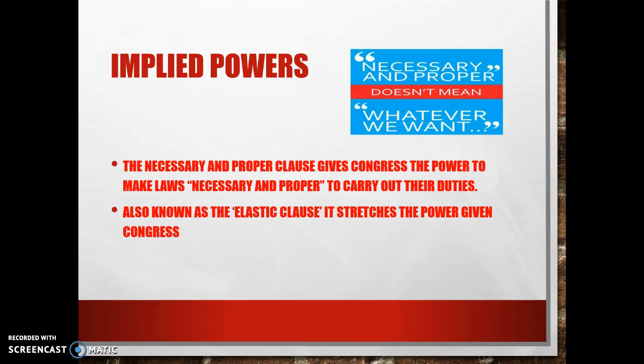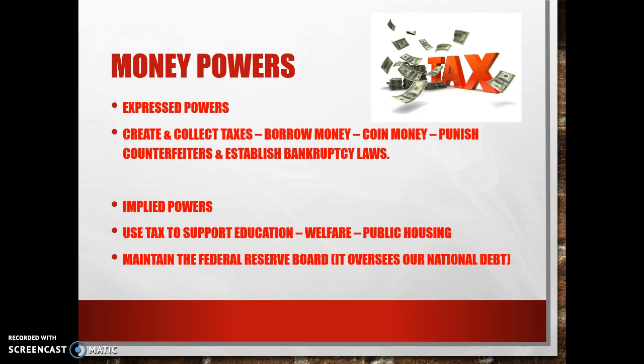They basically said, okay, here are all the powers of Congress, but we realize that over time, things might change. So we're going to put in this necessary and proper clause. And basically what it says is, if the nation needs something, it's necessary, and it's a good thing, it's proper, then Congress should have the power to enact it. Now, there's all kinds of different powers that are both implied and expressed.